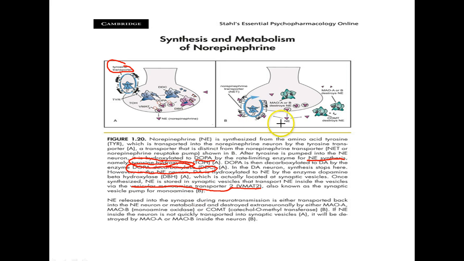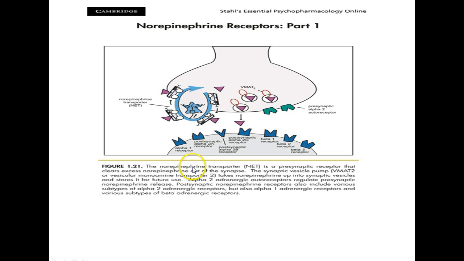And once released, it can go through reuptake, as we've seen with serotonin, via the norepinephrine transporter. We also see that it can be metabolized by COMT, which destroys norepinephrine, and also by MAO-A and MAO-B. So that is the life cycle of norepinephrine synthesis and metabolism. Let's go to the receptor profile again. Again, you see here that norepinephrine has a number of different receptor profiles.